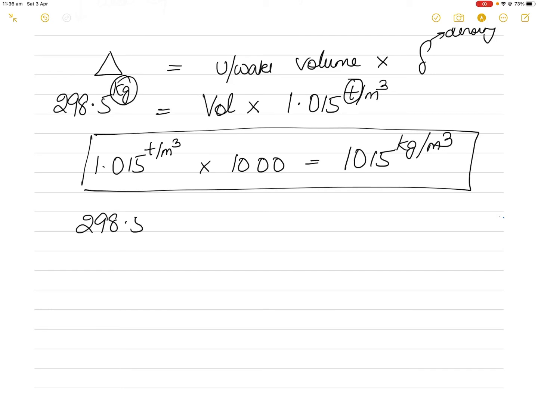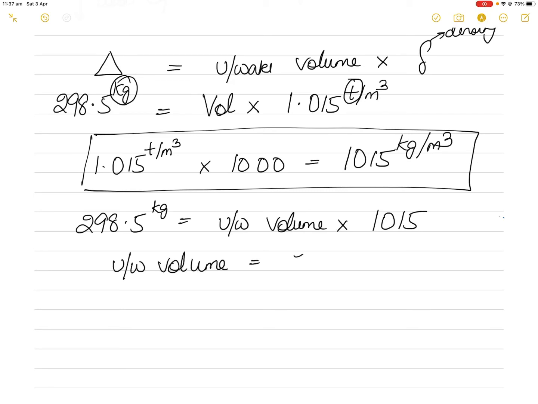So what I will do is 298.5 kilograms equals underwater volume. This is the underwater volume of the cylinder, all right, multiplied by 1015. So the underwater volume in this case of the cylinder becomes 298.5 divided by 1015, which is equal to how much? If I put this value in the calculator, I get 0.249 metric cube. This is the underwater volume, all right, of the drum when the lube oil is already filled in it.